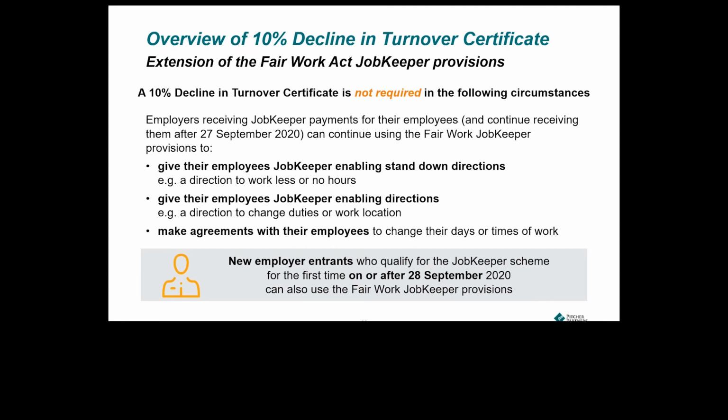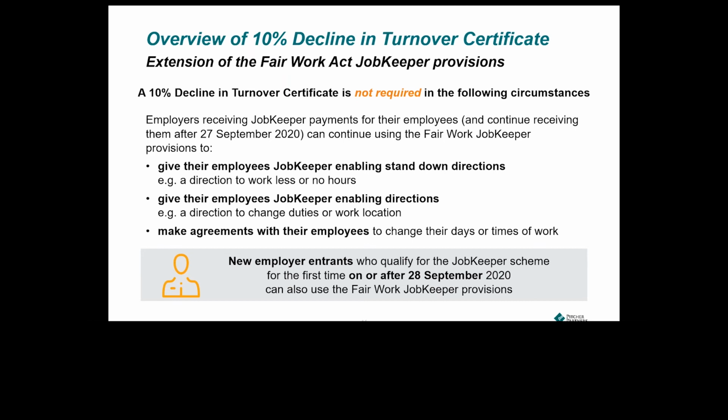So a 10% decline in turnover certificate is not required for employers that are receiving JobKeeper payments under JobKeeper 2.0 in respect of the first or second extension period. So those employers that have qualified or continue to qualify for JobKeeper payments under the extension periods can continue to issue the relevant directions to their employees, some of which are listed here on this slide. They can continue to issue those directions without holding a 10% decline in turnover certificate.